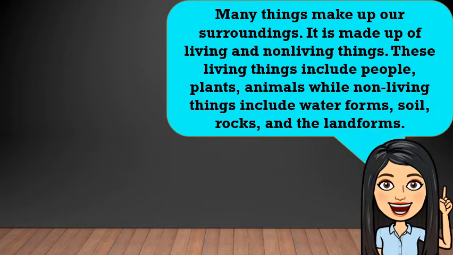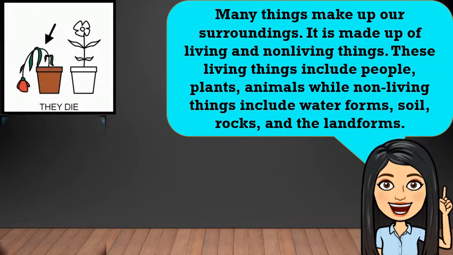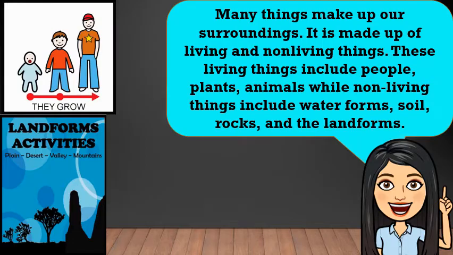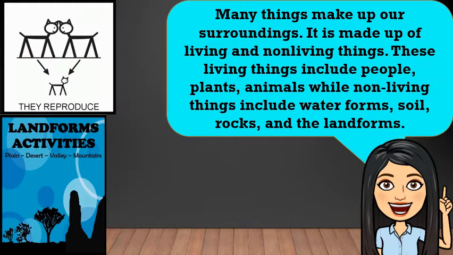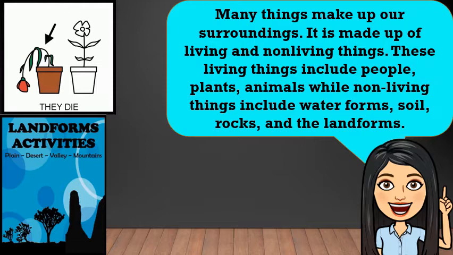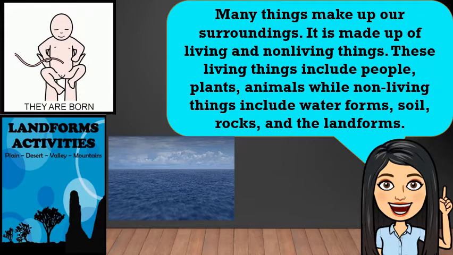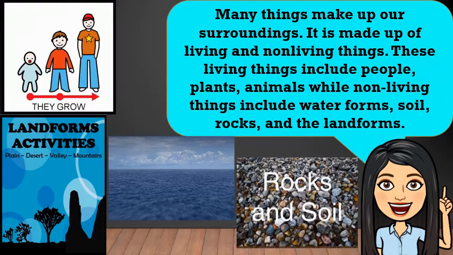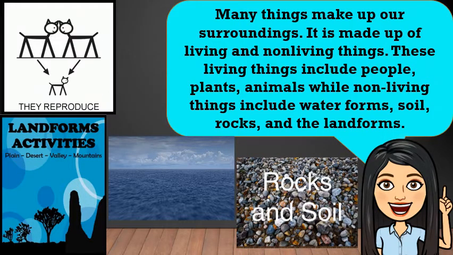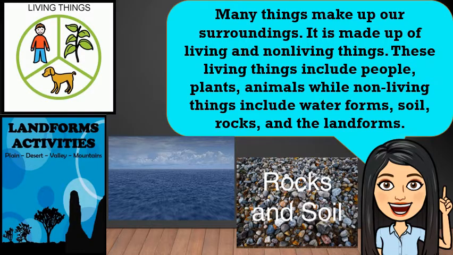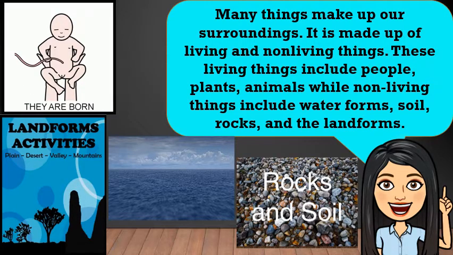Many things make up our surroundings. It is made up of living and non-living things. These living things include people, plants, and animals, while non-living things include water forms, soil, rocks, and other landforms. Plants and animals are important elements of the human world.